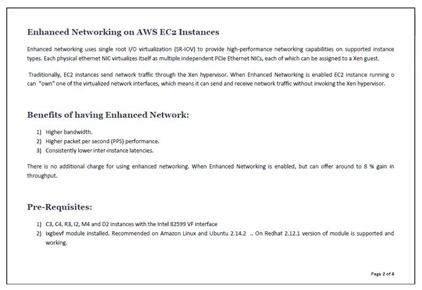And what are the prerequisites? You need a supported instance type. At present, C3, C4, R3, I2, M4 and D2 instance types support this EC2 enhanced networking feature because they use the Intel 82599 VF interface. And at OS level, you need the ixgbevf module installed. On Amazon Linux and Ubuntu, Amazon recommends version 2.14.2 at minimum.